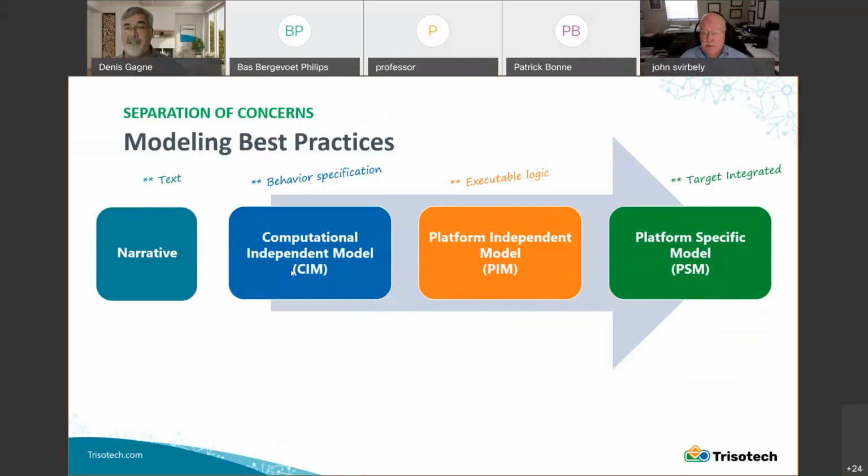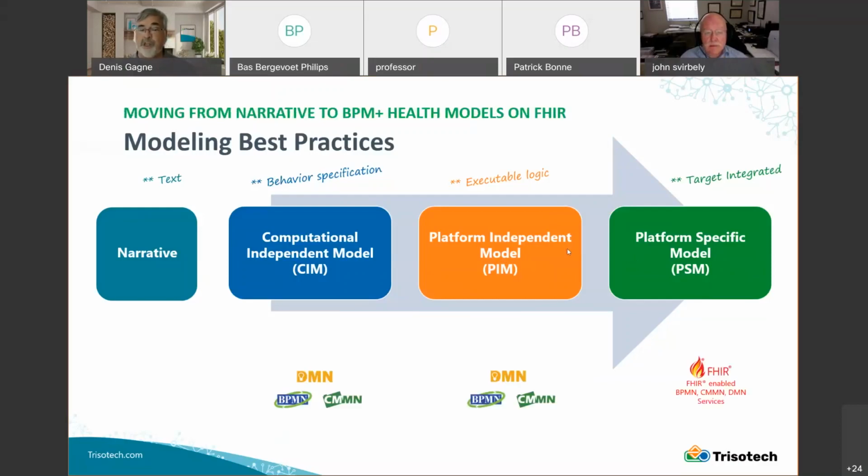The computation independent model provides us with the behavior specification, how we want things to happen and to behave. Then the platform-independent model provides us with the executable logic, so we're at the logical level, but still executable. And then finally, we move towards the target, the physical system that we want to integrate and run to. So the approach we were taking is that we would create BPMN, CMMN, and DMN models, both for the computation independent model and the platform independent model. And then we would transform or convert these into FHIR-enabled BPMN, CMMN, and DMN services.